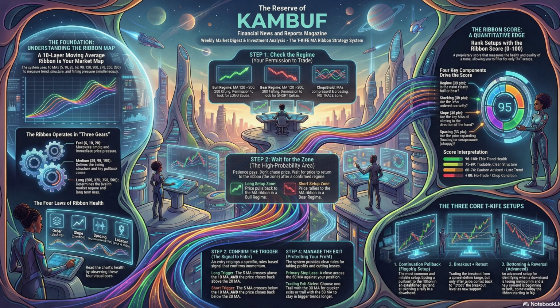Okay, so we've mapped the structure with the 10 MAs and the 4 laws. The next logical step is figuring out which direction we're even allowed to trade. This brings us to the regime engine, the T-KIFE permission to fight rule. Yeah, and this systemic reliance on a fixed binary state, bull, bear, or neutral, that's probably the most important part of any systematic strategy. It takes the emotion out of it. It removes the biggest source of retail trading error, fighting the long-term trend.